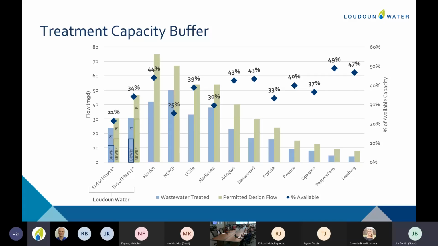Do we know what the District's buffer is, or just? DC Water, no, I do not.